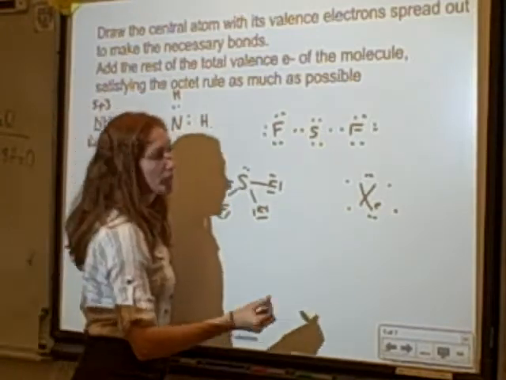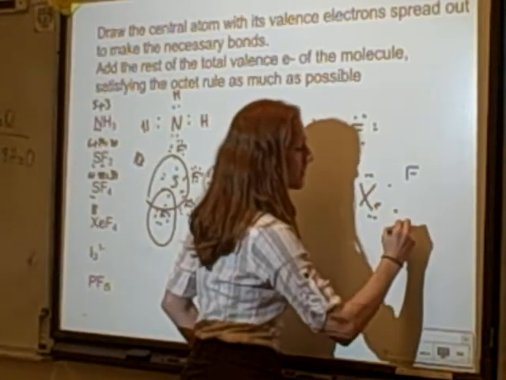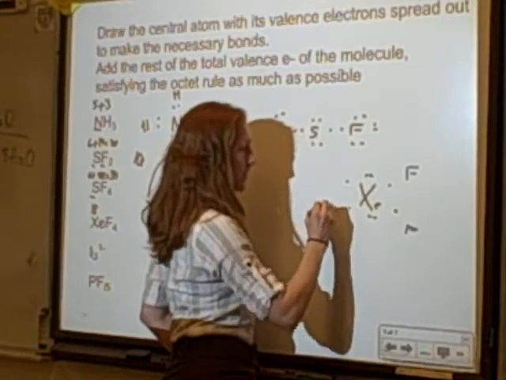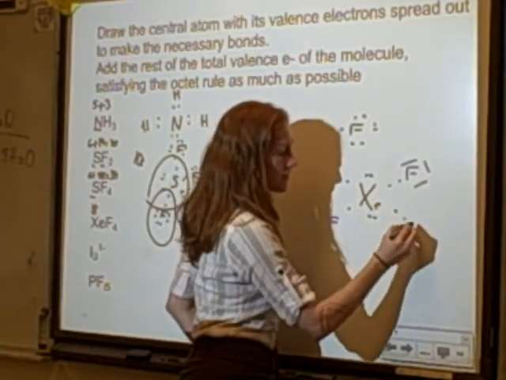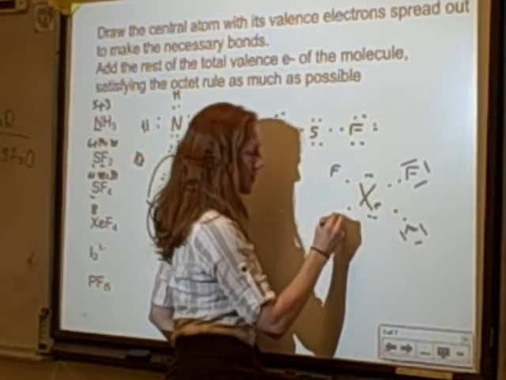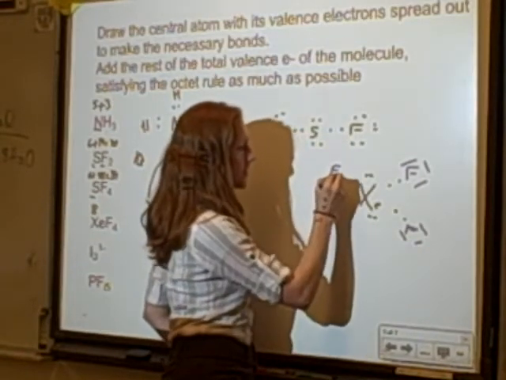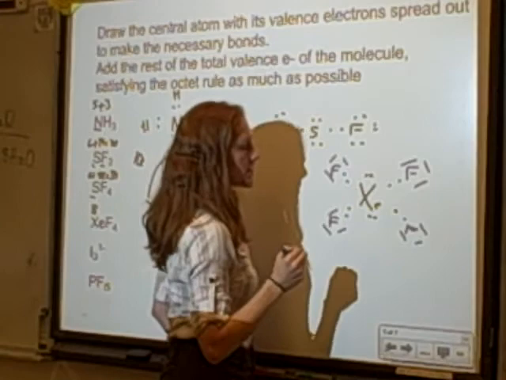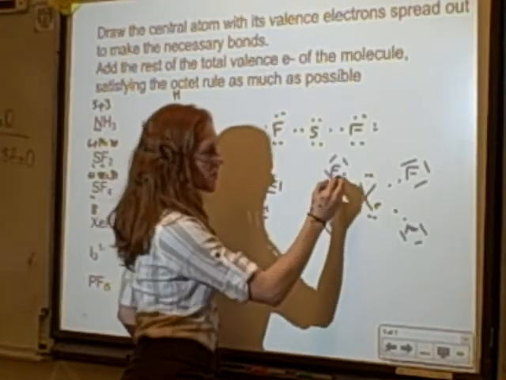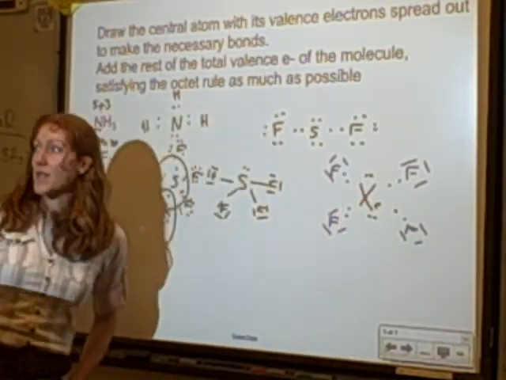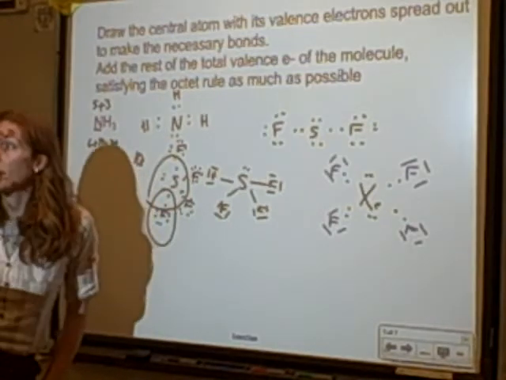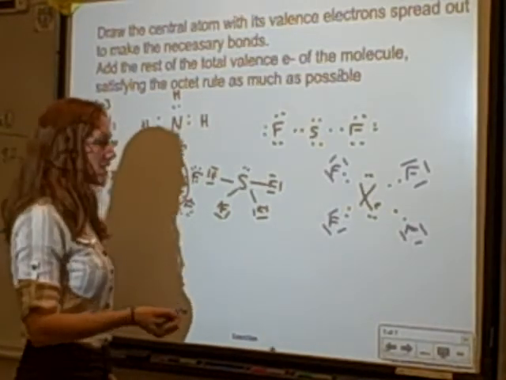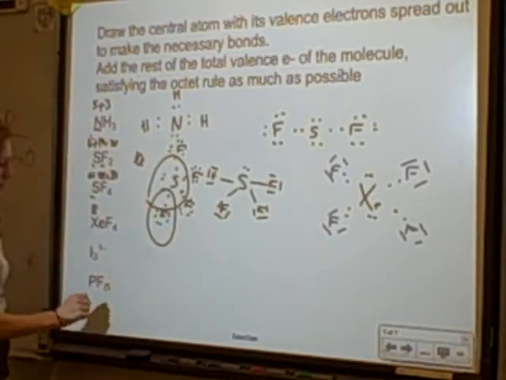Let me put on the 4 fluorines. 1, 2, 3, 4. And each one of these is bringing 7 electrons. So you can see each fluorine is surrounded by 8. The xenon is breaking the octet rule because it had its own 8 and then it's also sharing these 4. There's 12 around it. But again, xenon is all the way down on the 5th energy level, so it definitely has access to d orbitals for bonding.